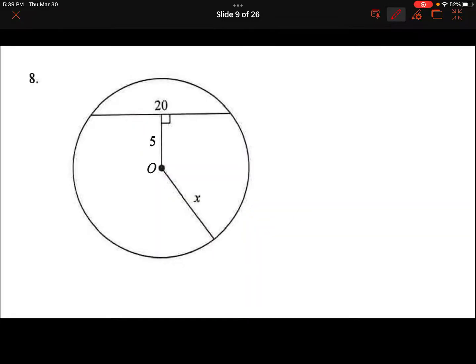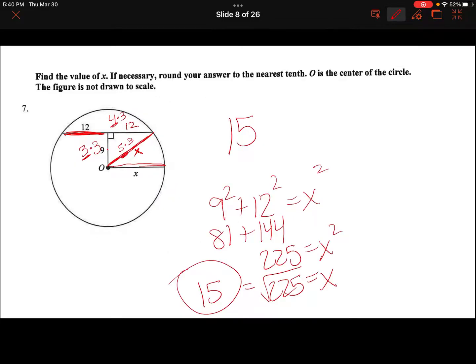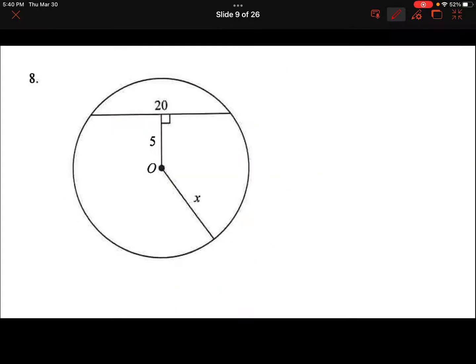Okay, on number 8 here. On 7, I had mentioned that the numbers are where they are supposed to be, meaning that 12 was only half of that chord. Here, 20 is in the middle, which means that each part of this chord that is bisected is 10. You have 10 here and 10 here. All right, so I'm going to draw my radius again from O to the end of that chord to show that this is a right triangle.